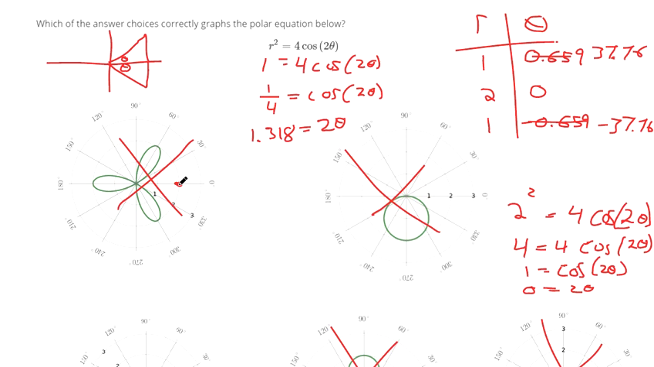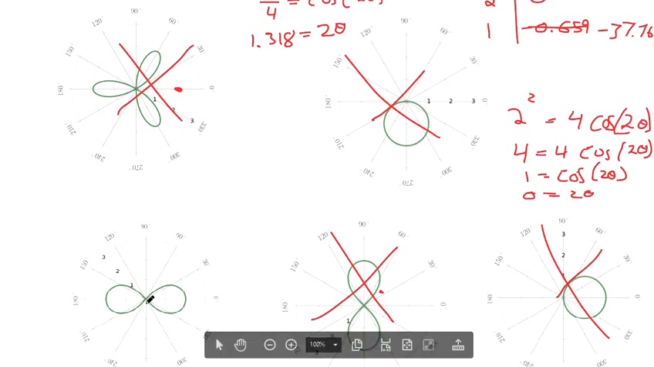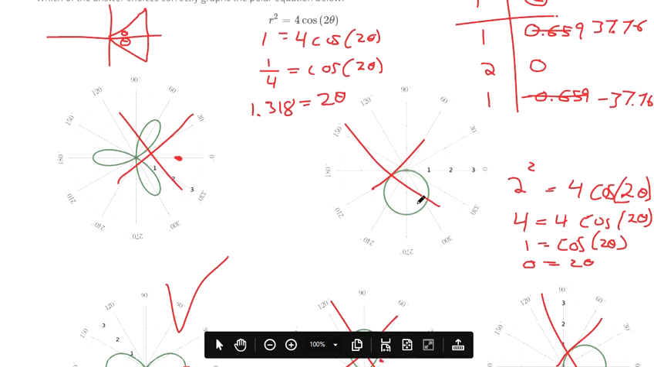That's where the dot should happen. 0 degrees, 2 circles away because it's 2 in distance away from the origin. 2 in distance, this one is our winner. So by plugging in 2 points, we are able to figure it out.